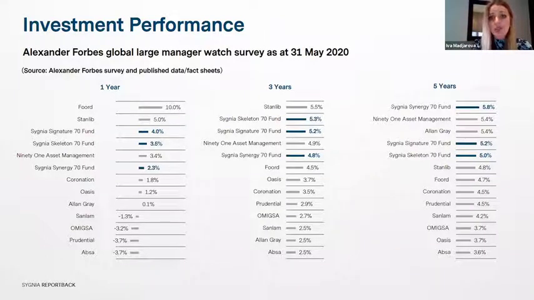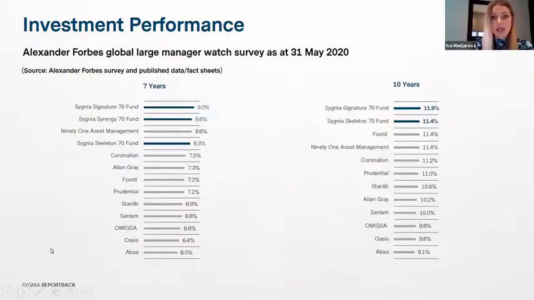But it's interesting to see how our portfolios stack up, especially over the longer term. So over 5 years, the Synergy 70 fund and the Signature and Skeleton funds have outperformed a lot of the single managers. And again, over the longer term, over 7 and 10 years, where it really matters, these portfolios have done really well against the single managers.